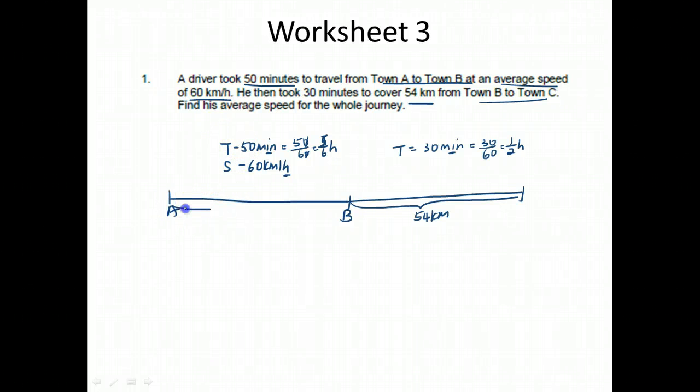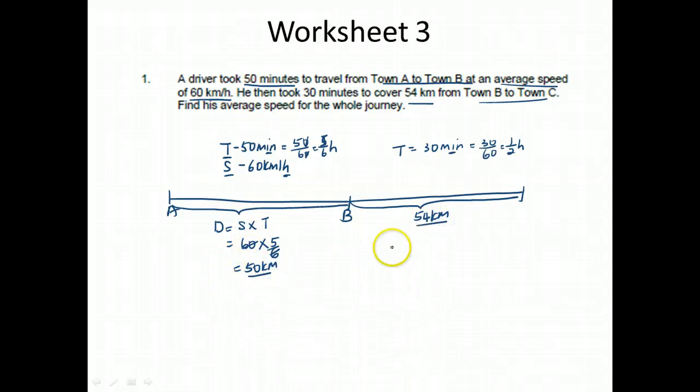So we need to find here. We are given speed and distance. We can find speed and time. We can find our distance. Distance is speed times time. My speed is 60 kilometer per hour. My time is 5/6. So here we know it's 50 kilometer. So my total distance is 50 plus 54, which is 104 kilometer.